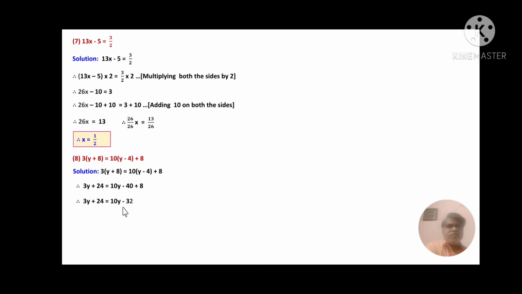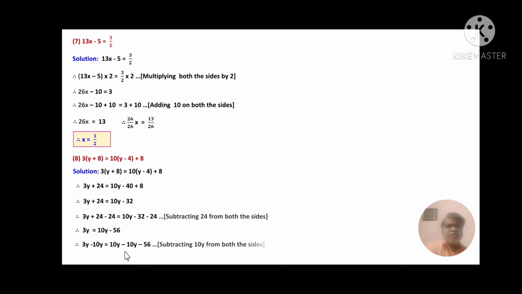3y plus 24 is equal to 10y minus 32, since minus 40 plus 8 is minus 32. Now we will remove this 24. What will we get? 3y plus 24 minus 24 is equal to 10y minus 32 minus 24. So what is left is 3y is equal to 10y minus 56. Now we'll remove this 10y. We'll see 3y minus 10y is equal to 10y minus 10y minus 56. So what is left is minus 7y is equal to minus 56. It can be written as 7y is equal to 56.